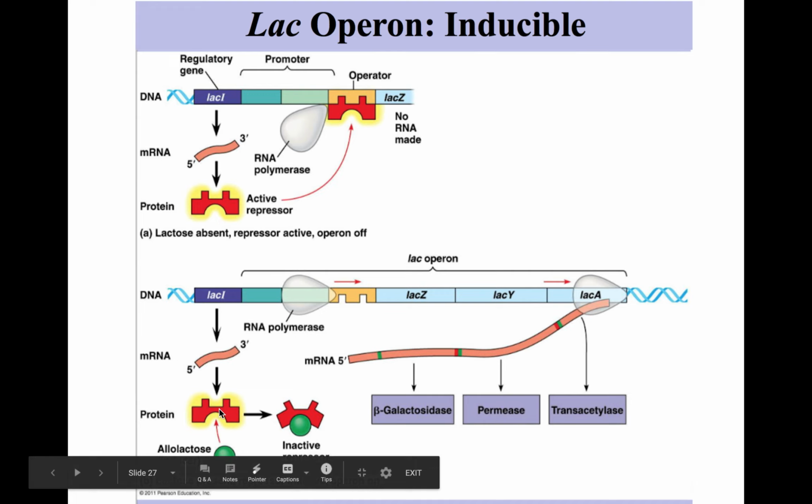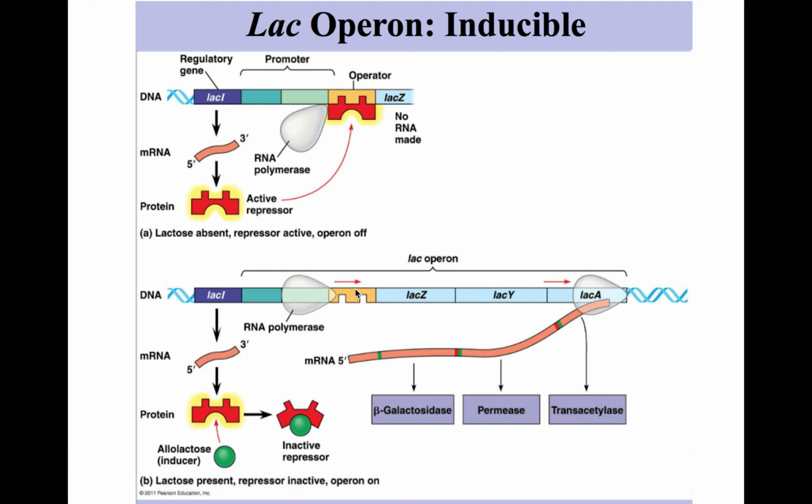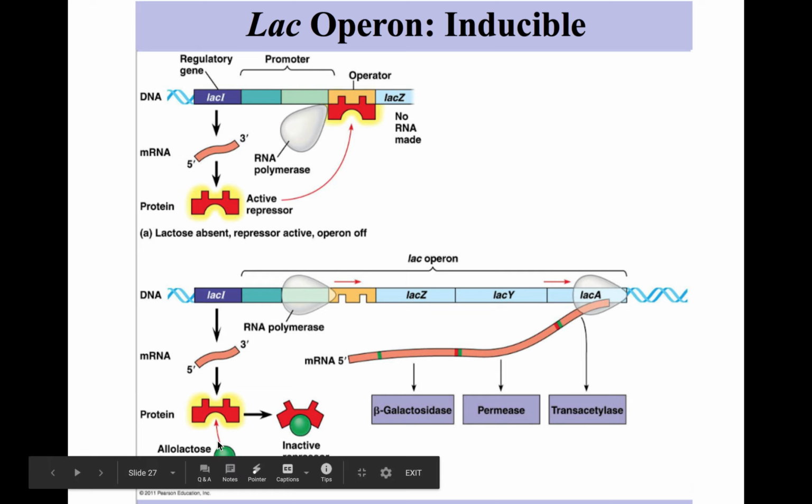Then the lactose will bind to the repressor. It will cause a conformational change in the repressor. Therefore, the operator will be free. RNA polymerase can bind to the promoter and then move to transcribe all of the enzymes that are part of the operon. The lactose itself is called an inducer molecule.